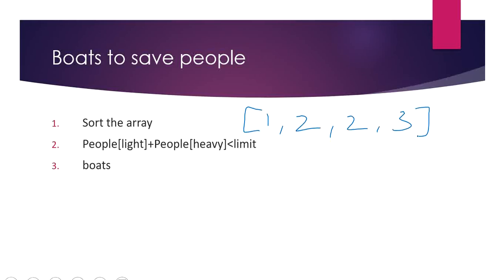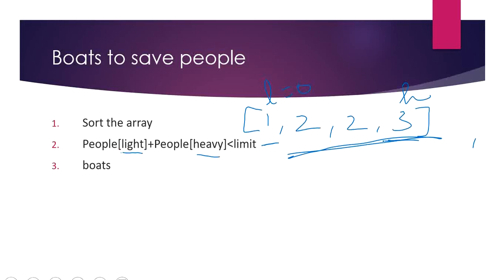The second step is to check whether people of light plus people of heavy is less than or equal to limit. In our case, light and heavy are 2 pointers to denote the lighter and heavier people. For example, we declare light as position 0, because as we sorted, the people's weights are in ascending order. So light is 0 and heavy is the last position of the array. Now we are going to add the weight of a lighter person and the weight of a heavier person and check whether it exceeds the limit.